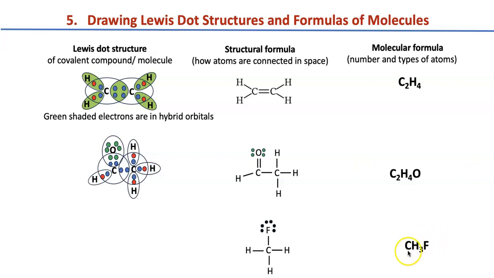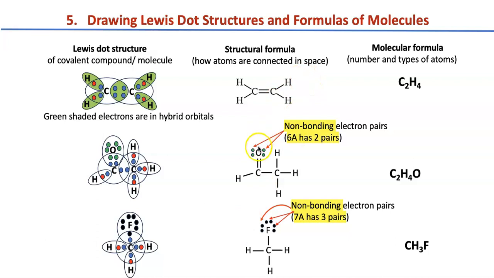And if you have CH3F, which is methane with a hydrogen replaced with fluorine, you have 3 pairs of non-bonding electrons here. You show it like that. And make sure you mark these as non-bonding electron pairs. When we look at 3-dimensional structure, they will become important. So if you are in group 6, you have 2 pairs, and group 7 has 3 pairs of non-bonding electrons.